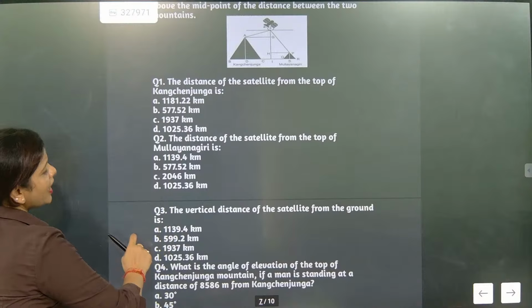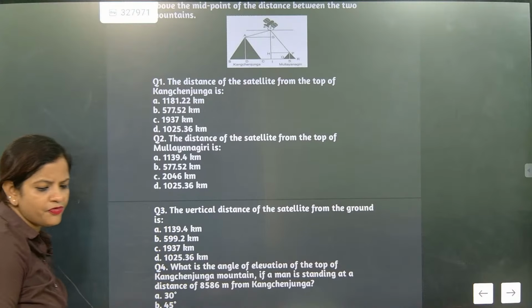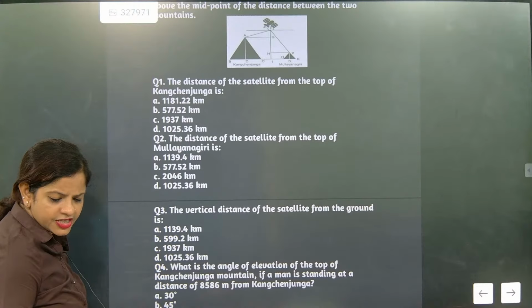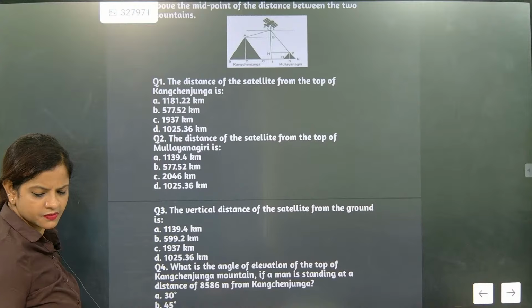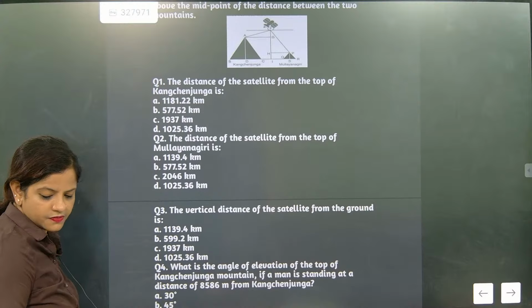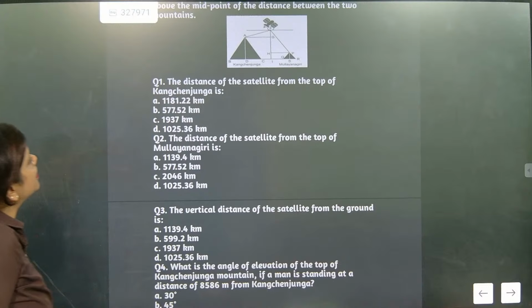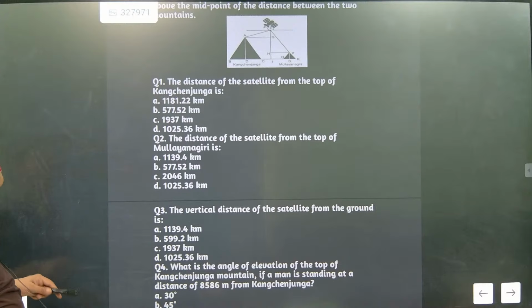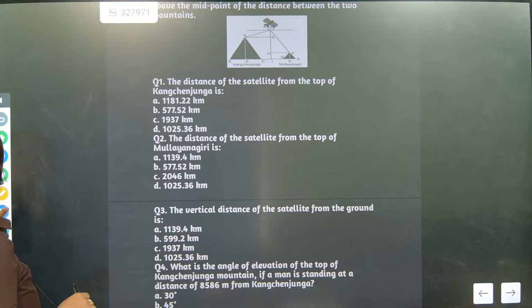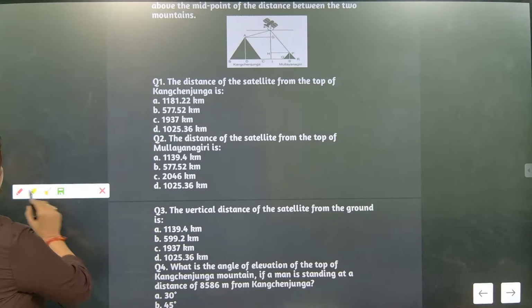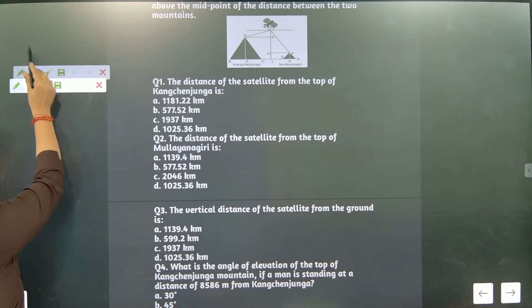Now, can you tell me the height values? Is it visible to all of you children? Can you say, is it visible, beta? The distance of the satellite from the top. So beta, look here, this is exactly given to you. Now can you give me the values, because I told you to retain the values.